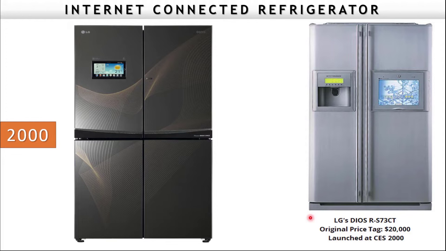Now, next one is, actually, let me take myself out of here. So this is the first internet connected refrigerator. Yes, it was 2000. And as you can see, it's a pretty complex machine, and you can watch TV on it. And there was an electronic pen on it. You can write data memories on it. You can even send video messages to people from the internet.